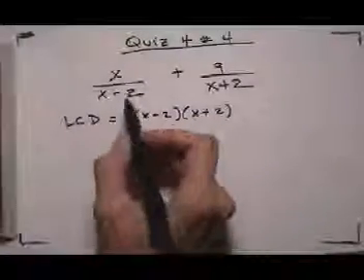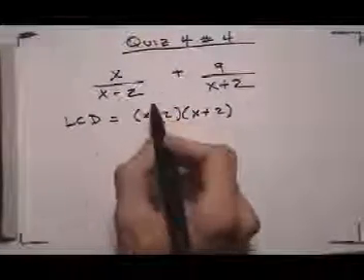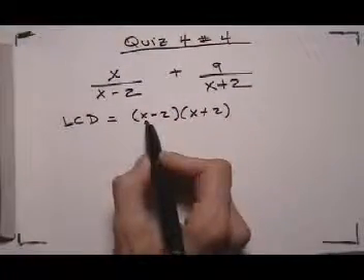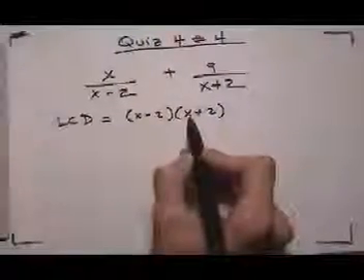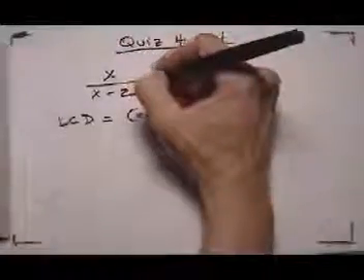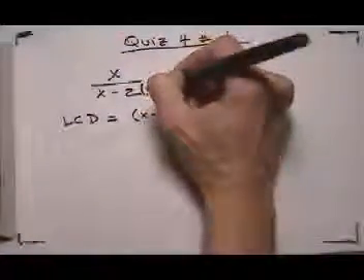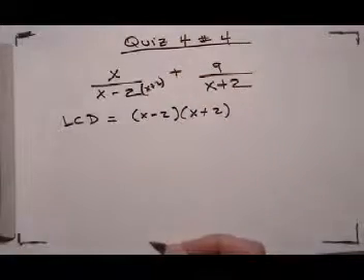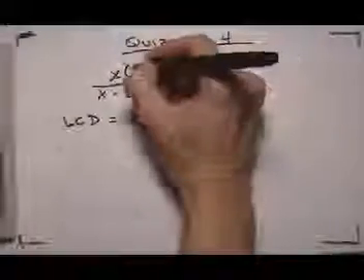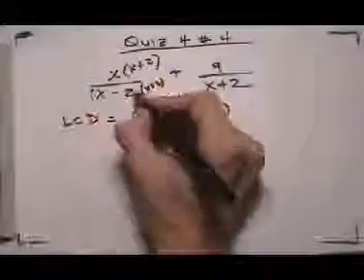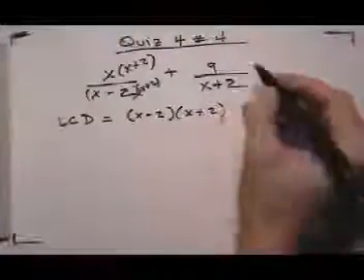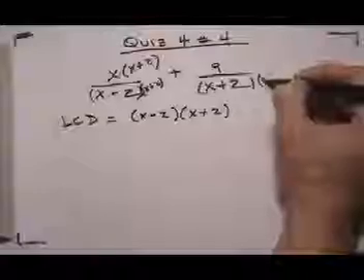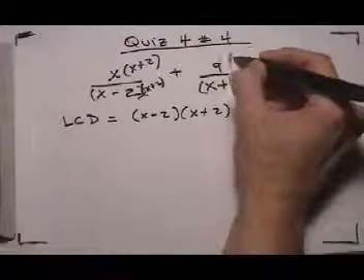Now what we need to do is make sure each fraction is rewritten using the LCD as a common denominator. So if we look at the first fraction, it already has an x minus 2, but it does not have an x plus 2. So we're going to multiply in an x plus 2 into the denominator. But that means we have to do it to the top also. We always balance fractions top to bottom. The second denominator has an x plus 2, but it does not have the x minus 2. So we're going to multiply it by x minus 2, which is okay as long as we balance the top.